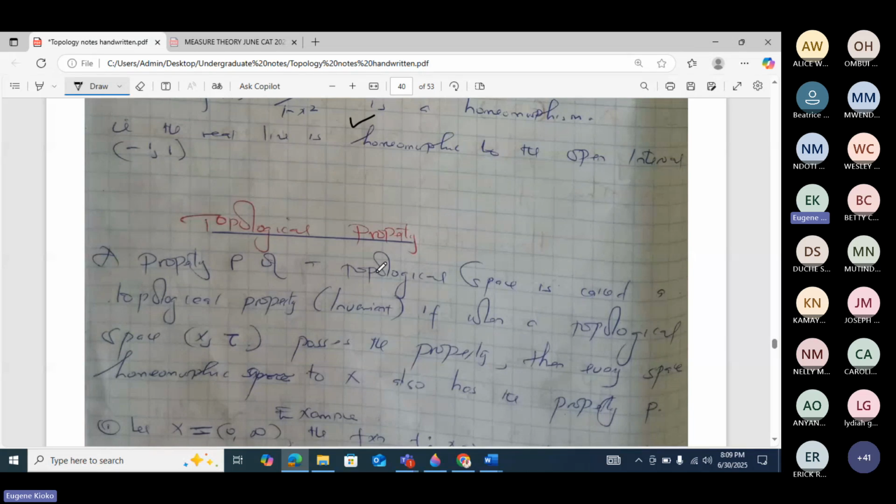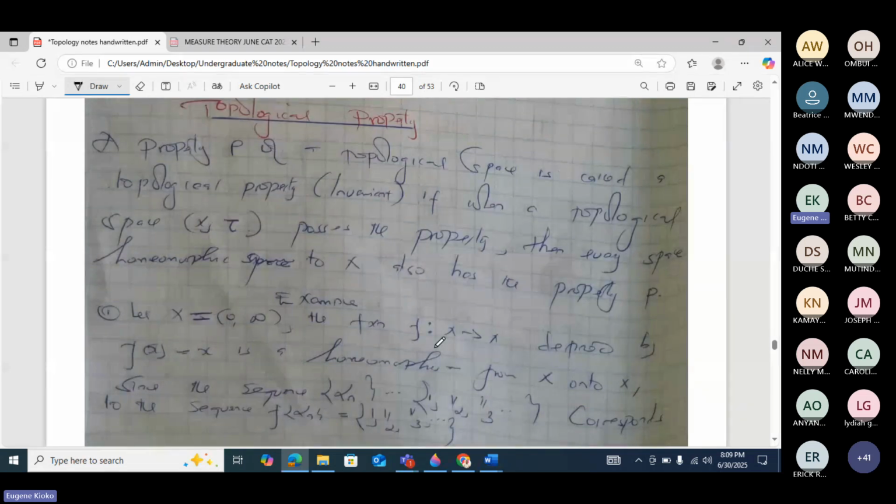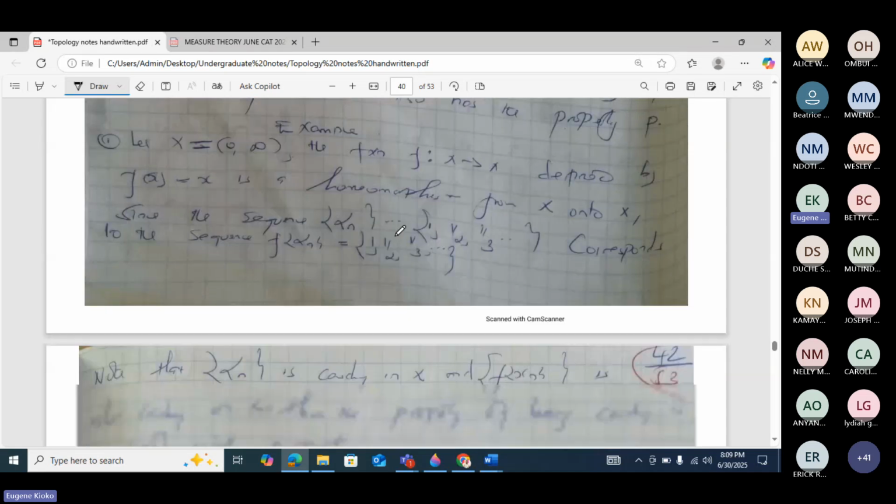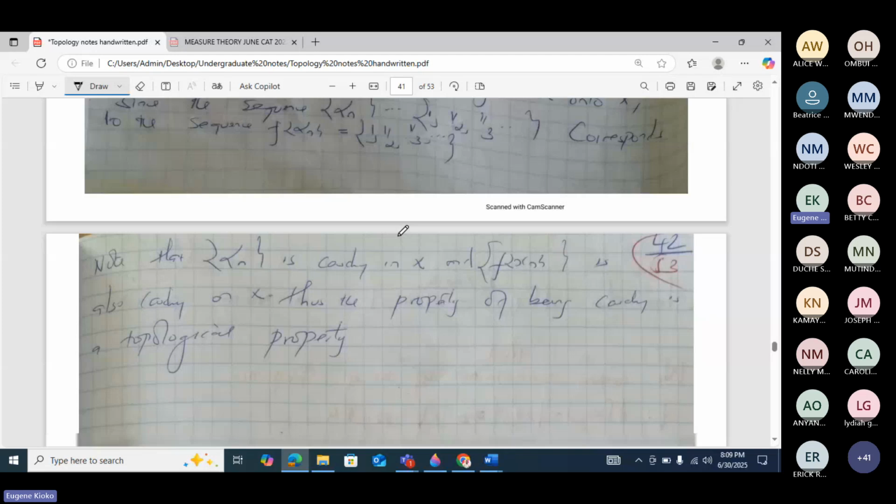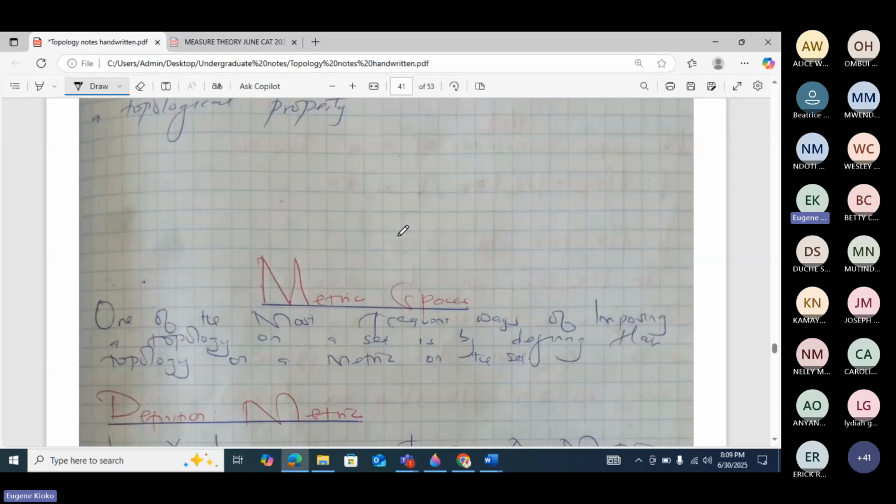A topological property is simply an inherited property. A property P is called a topological property when a topological space possesses the property, then every subspace homeomorphic to X also possesses the property. Somehow related to what we call hereditary properties, though not exactly.